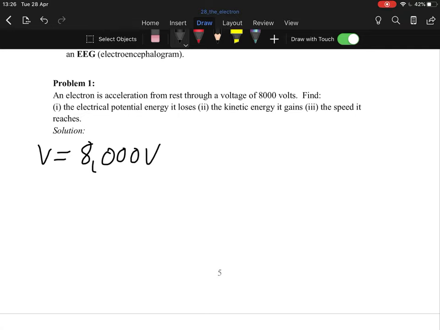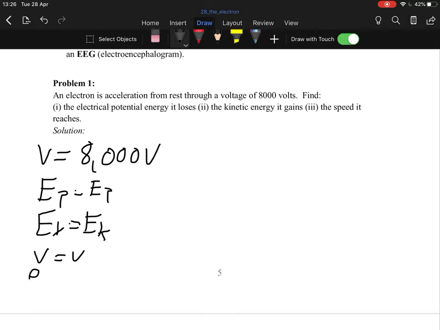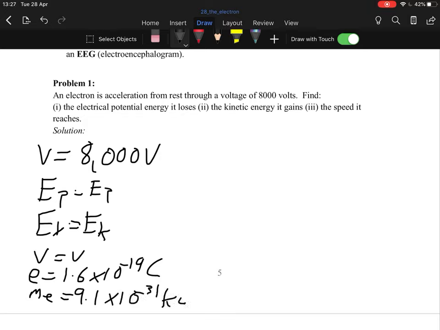So if an electron is accelerating from rest through a voltage of 8,000 volts, so V equals 8,000 volts, find the electrical potential energy it loses. So we'll look for potential energy, and then we want to find kinetic energy and the speed. I got this from the book, page 333, question one. In the exam, they give you the following, and if they don't, they're in the log table, so you can simply look them up, unless they ask you to find them. 1.6 times 10 to the minus 19 coulombs for the charge of an electron, and the mass of an electron, 9.1 times 10 to the minus 31 kgs.